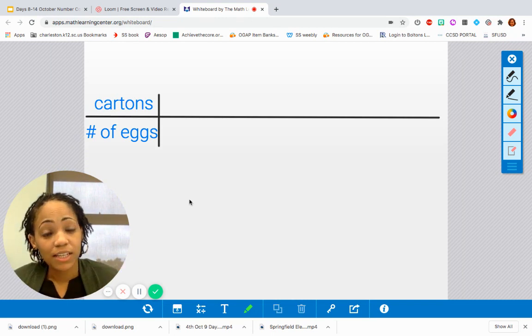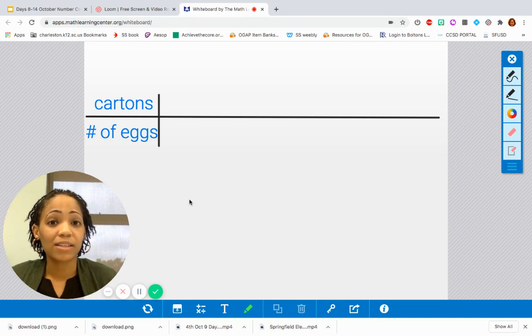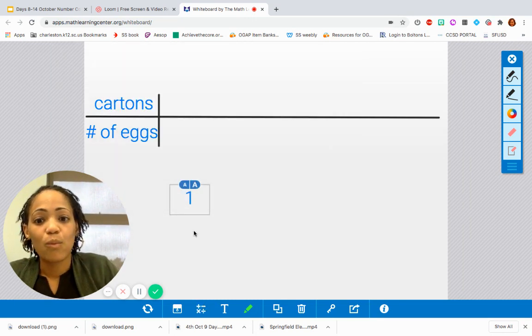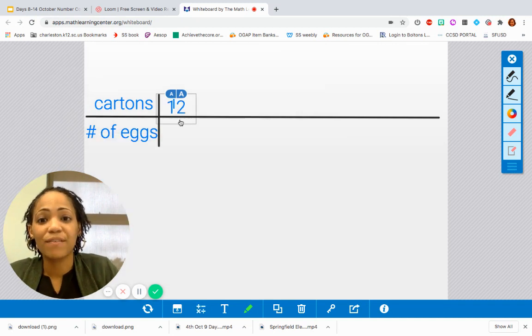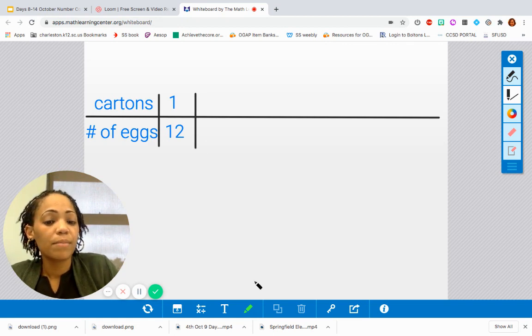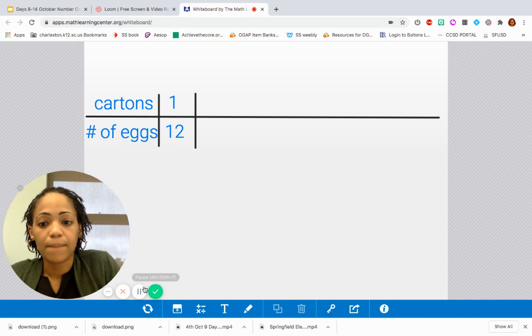The first question says she has 3 cartons, so how many eggs are there? And you may remember from last time that it's always good to start off our ratio table by labeling what 1 would look like. So if I have 1 carton, how many eggs do I have? You got it. There are 12 eggs in a carton. So I have 1 carton with 12 eggs. Now I can use that to help me figure out what would be in 3 cartons. Or maybe I could use my knowledge of 3 times 12, because essentially that is what we are doing.